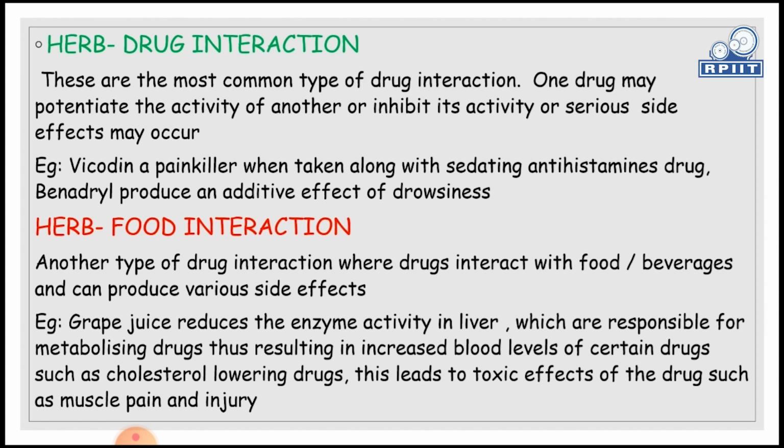The next is herb-food interaction. In this, herbs should be avoided with certain foods and beverages so that the effect produced is not an ill effect. For example, if grape juice is taken with anti-cholesteremic drugs, the drugs which lower cholesterol, then a serious toxic effect is produced, like muscle pain and injuries in the muscles. So grape juice must be avoided with cholesterol-lowering drugs.